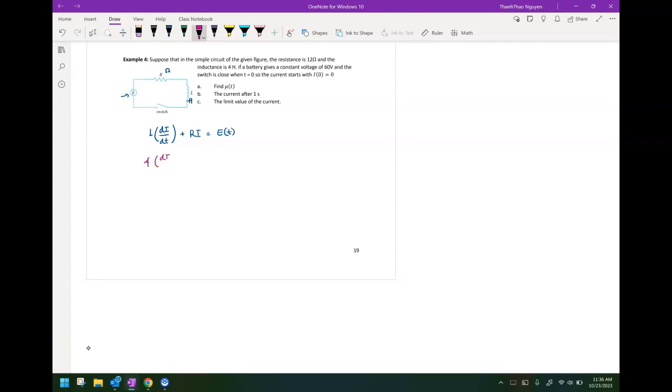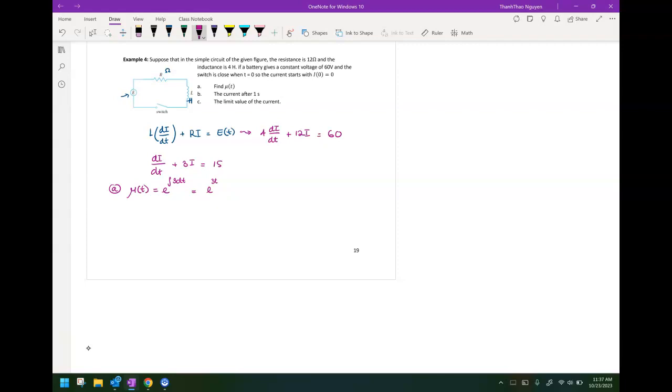Okay, so let's plug every piece of information that we have into this equation. 4 di dt plus 12 i is equal to 60. Okay, this means di dt plus 3i is equal to 15. So the integrating factor mu of t equals e to the integral of 3 dt, which is e to the 3t.